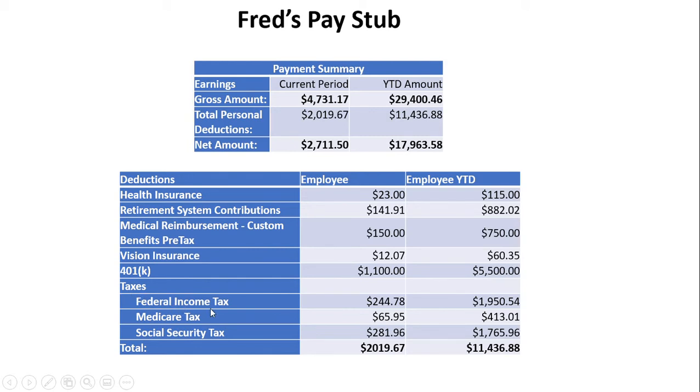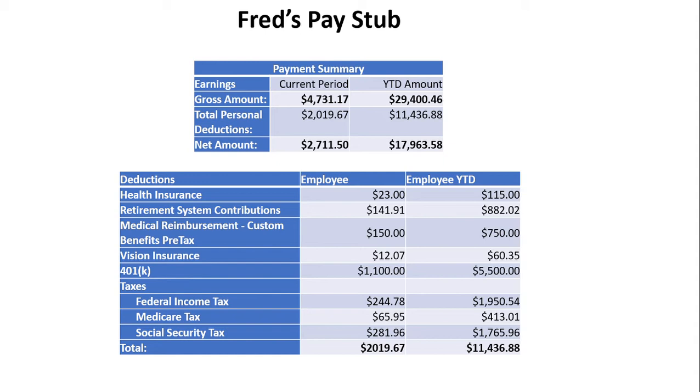So federal income tax is going to be based on your income. You should have filled out some sort of form when you first started, and it told them, do you have dependents? Tell us something about you, and that's going to determine how much income tax is taken out. The more you earn, the higher your tax rate will be.